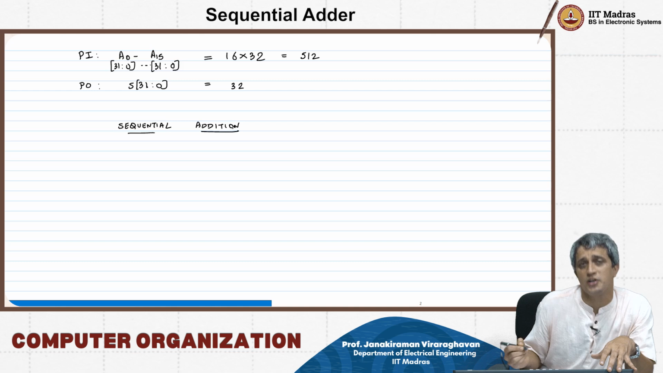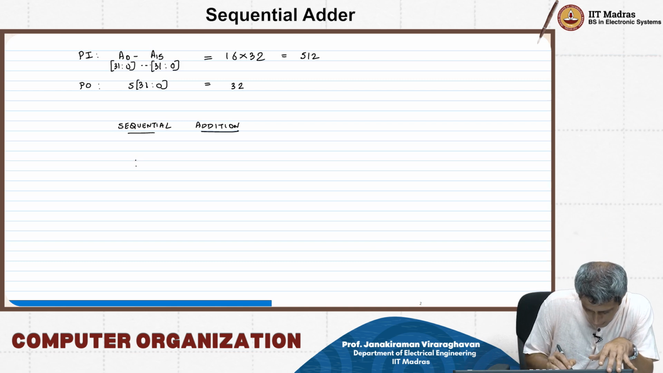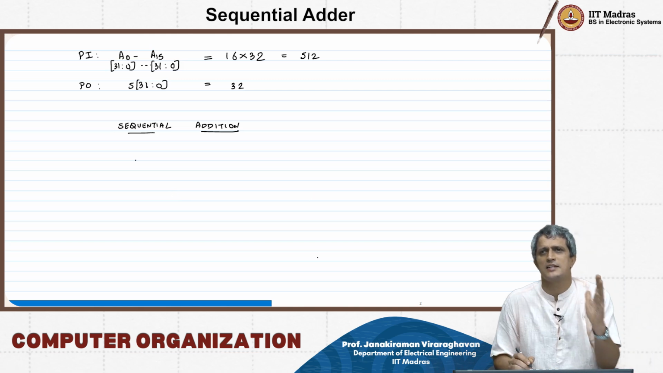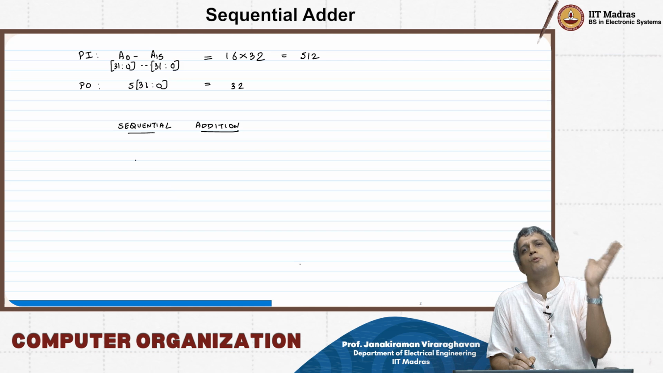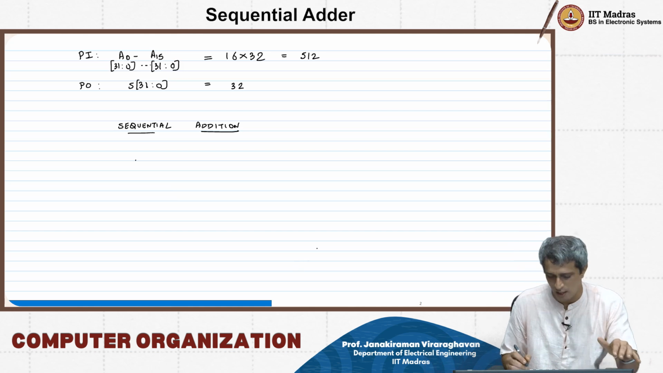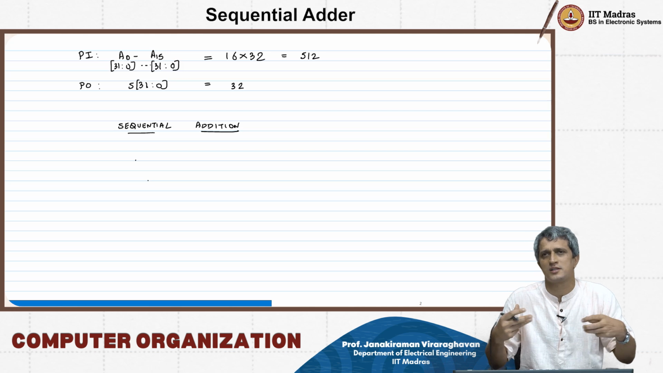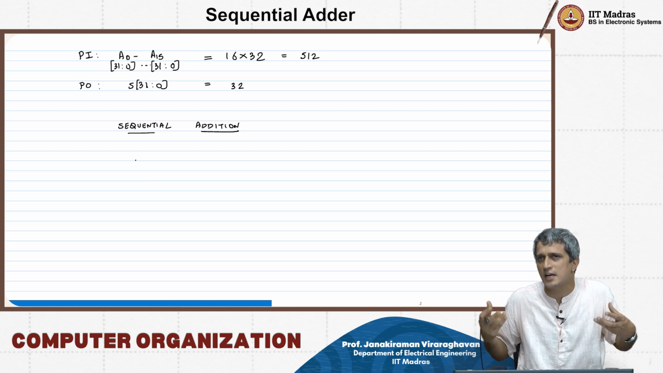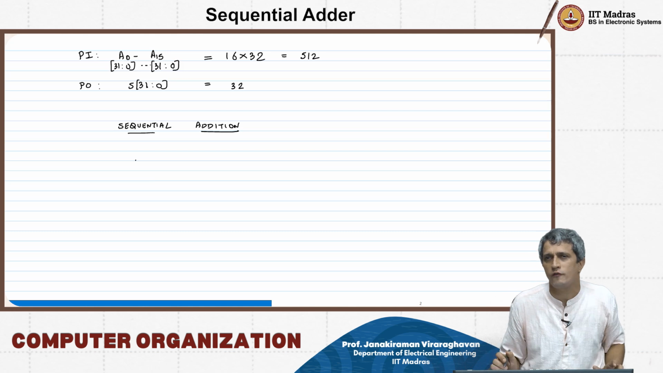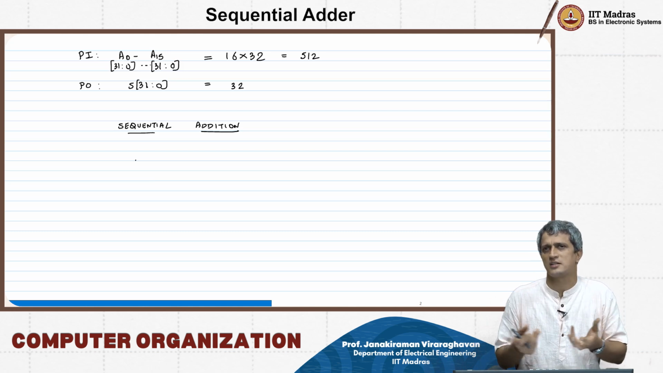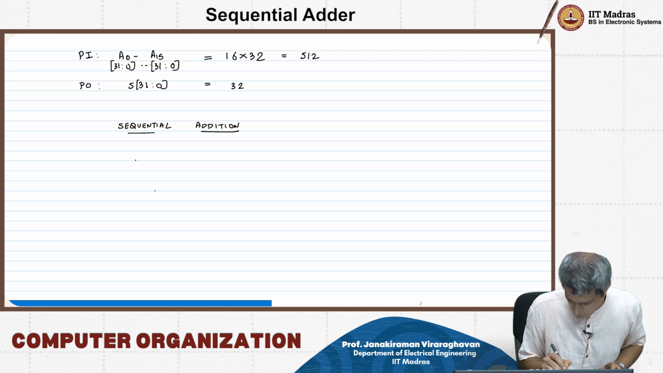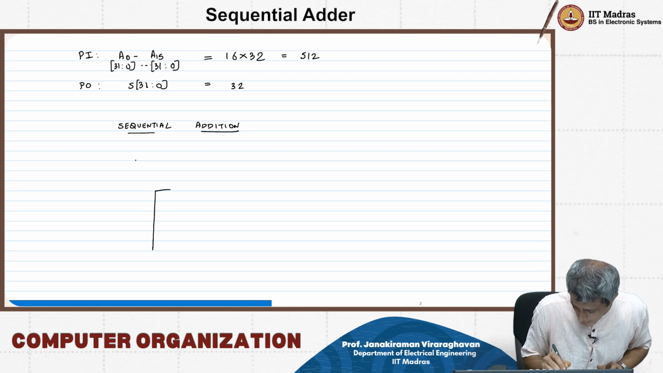I want to do sequential addition. So now I have basically 16 numbers that, let's for the moment assume, I have somehow brought into my system. We'll come to that a little later. Once it comes into my system, I need to store it somewhere, and the storage element that we are already familiar with is a register. A register is nothing but a bunch of flip-flops. So I am assuming in this case that I have 16 32-bit registers available to store these numbers for me.